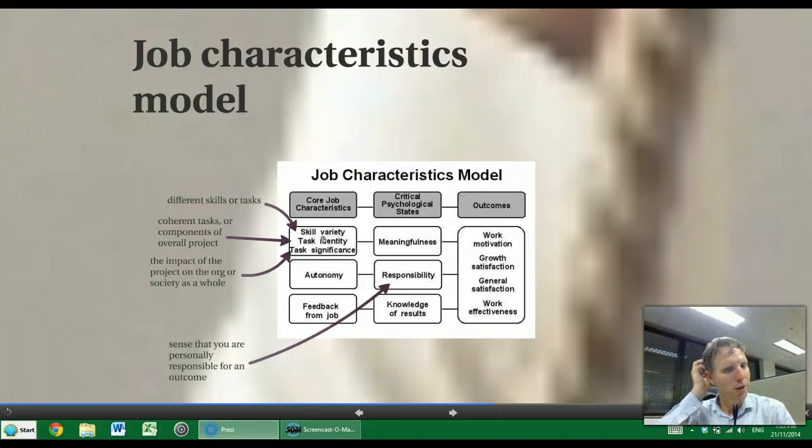The sense that you're personally responsible for an outcome, that's the responsibility thing here with the critical psychological states, and that's the degree to which you feel, it's like self-efficacy, the degree to which you feel you can impact upon an outcome. And, for example, group work does sometimes reduce this sense of responsibility.